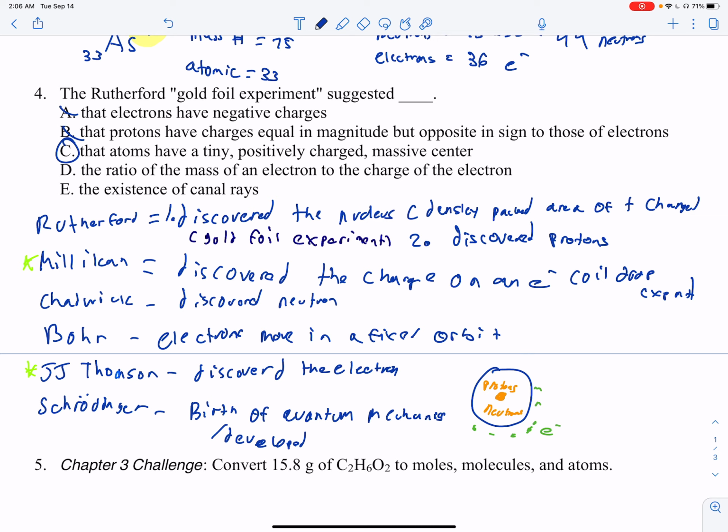The ratio of the mass of an electron to the charge of the electron. That's not even valid, so ignore that. And the existence of canal rays, that was something Rutherford used to experiment, but that's not true and it's not important. So that would be C there, okay?